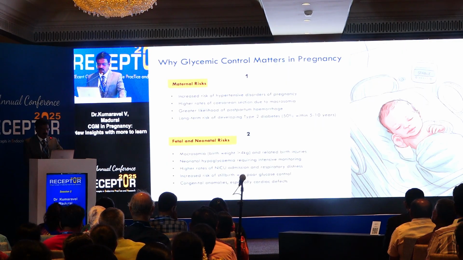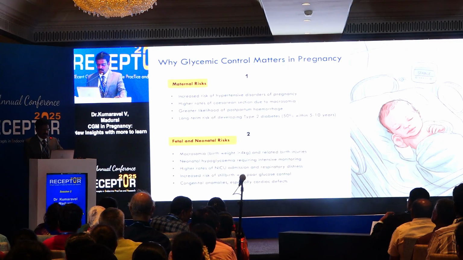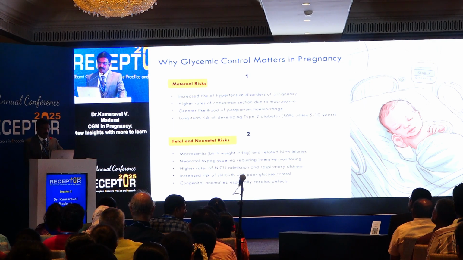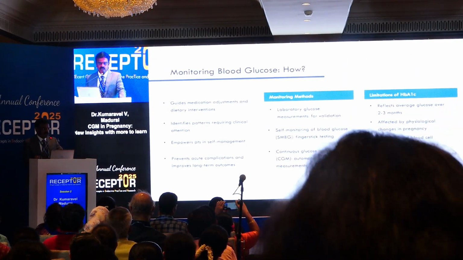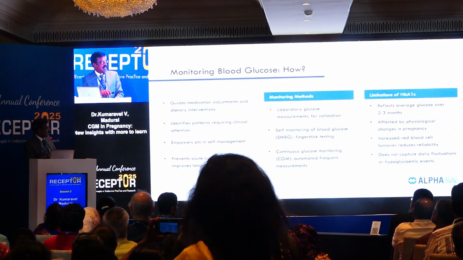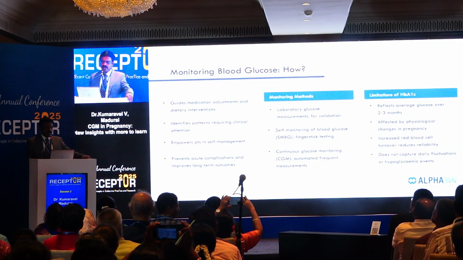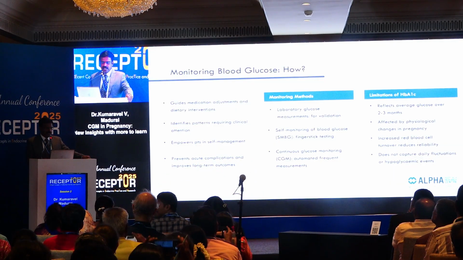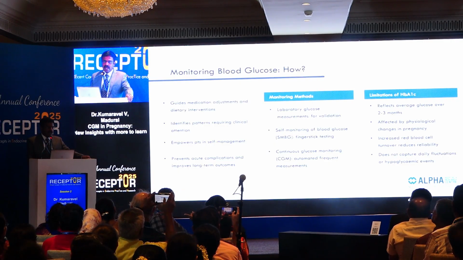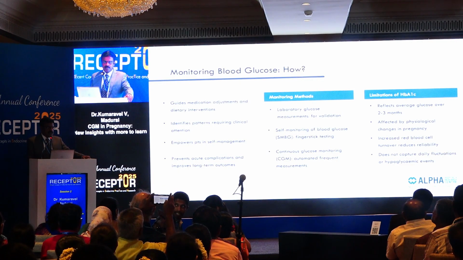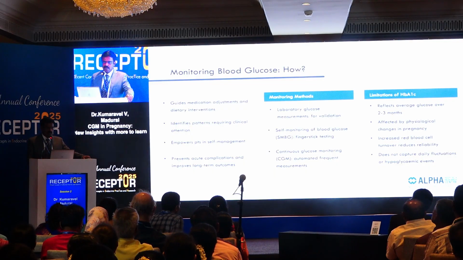And for controlling blood glucose, as of now, insulin is the gold standard for managing gestational diabetes. But what we have to understand is that any therapy you use has to be periodically monitored, and dose titration has to be done. Monitoring of blood glucose helps to guide medication adjustment, helps to identify patterns, and helps bring things to clinical attention. It empowers patients in self-management, and of course it prevents acute complications like hypoglycemia or severe hyperglycemia, which could require hospitalization.